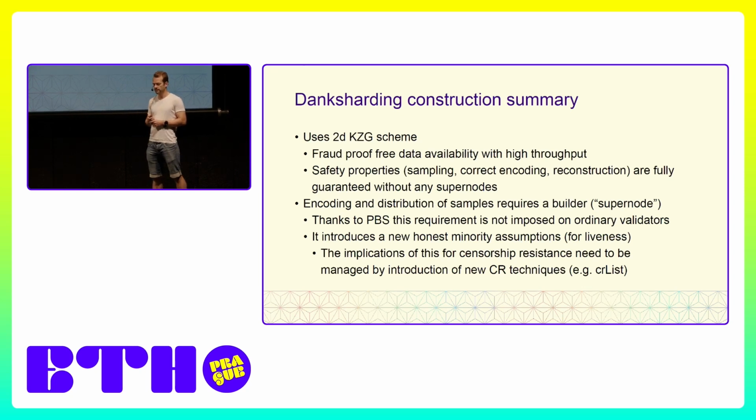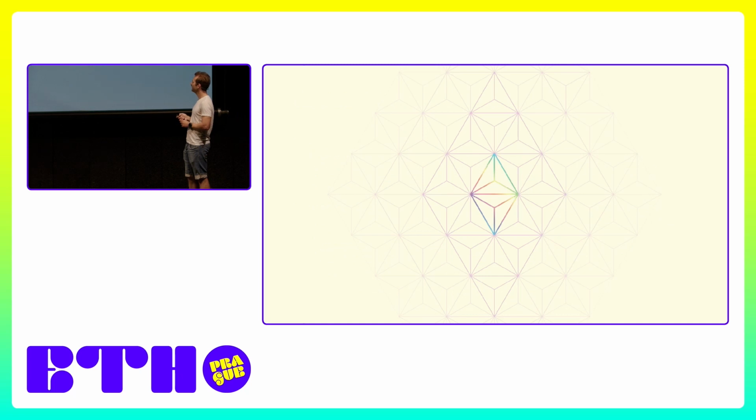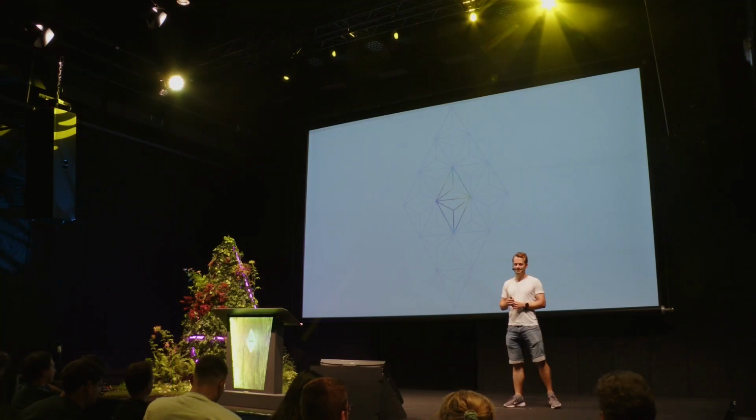So there's great research done by Francesco and the research team on building these CR list techniques that allow ordinary validators to impose certain restrictions on builders so that they have to include honest transactions. Yeah, and that is the construction. So I conclude my presentation here, and I'm open for any questions.